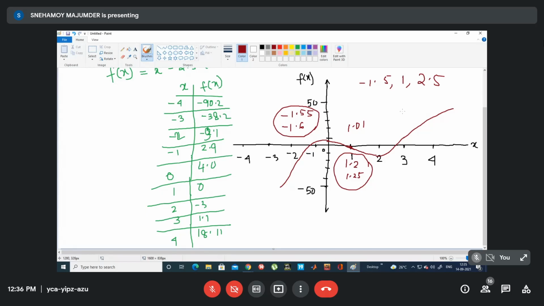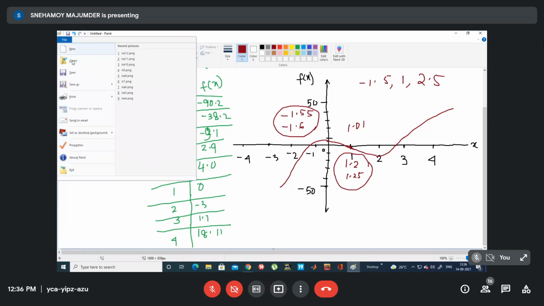One of the iterative methods is the successive bisection method.